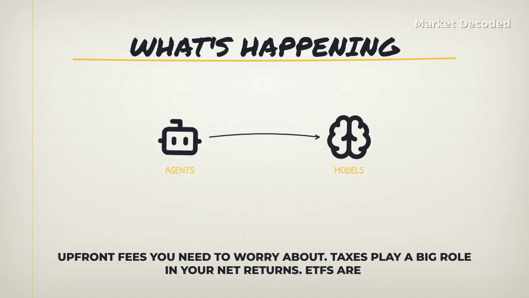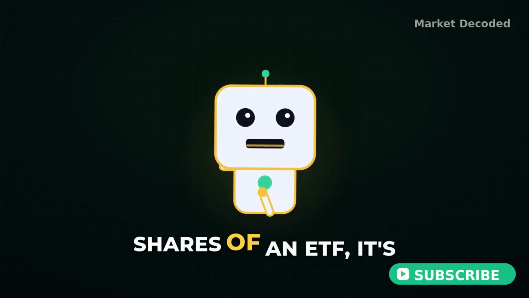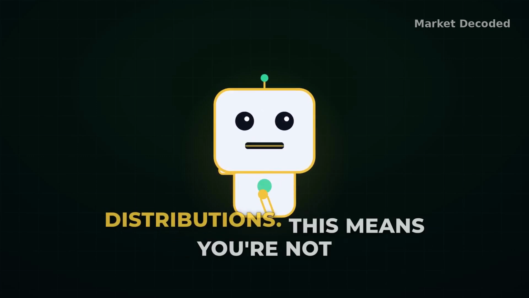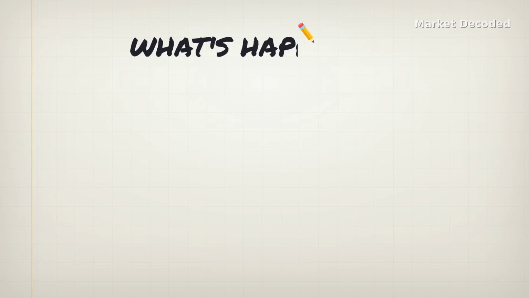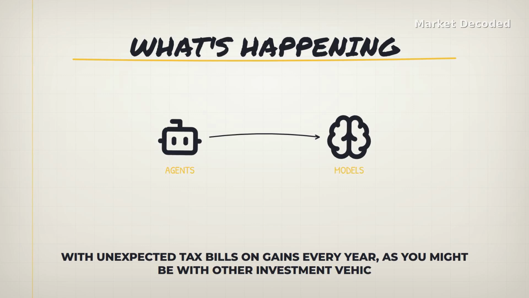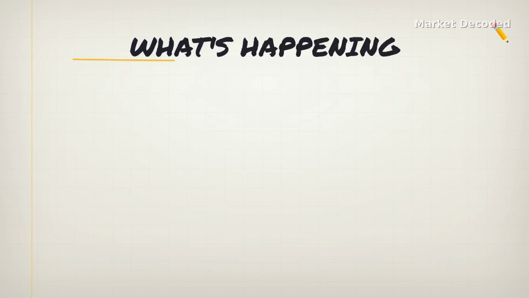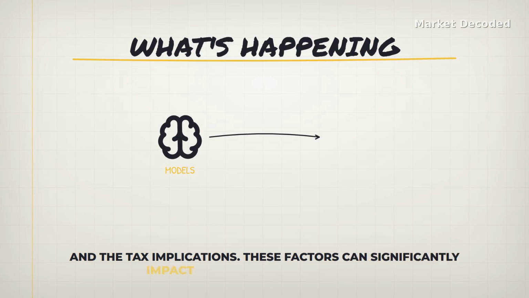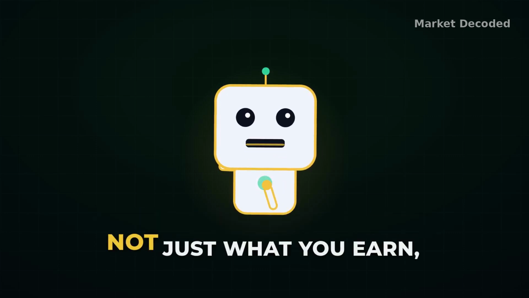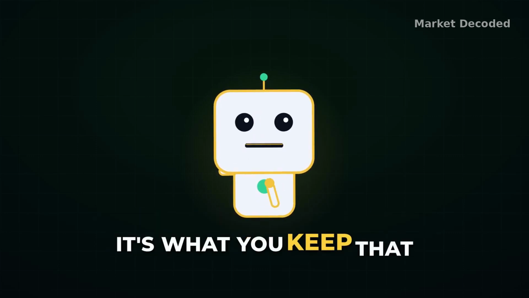ETFs are generally more tax efficient than mutual funds because of how they are structured. When an investor sells shares of an ETF, it's usually done on the open market, which minimizes capital gains distributions. This means you're not faced with unexpected tax bills on gains every year, as you might be with other investment vehicles. So, when you're considering an ETF, take a close look at both the fees and the tax implications. These factors can significantly impact your long-term investment goals. They can either boost your returns or drag them down over time. As you think about your investment strategy, remember, it's not just what you earn, it's what you keep that counts.